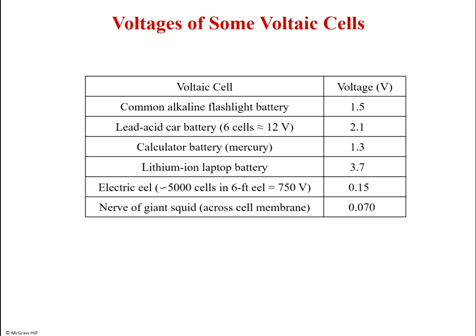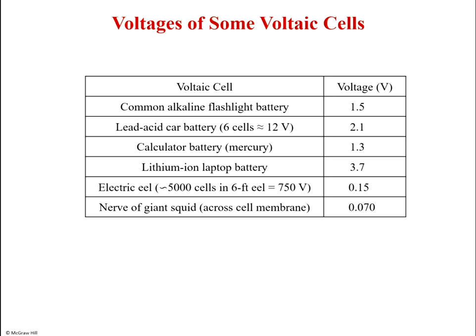Here are some voltages for some typical voltaic cells. Common alkaline flashlight batteries are typically 1.5 volts. A lead acid car battery has individual electrochemical cells with a voltage of approximately 2.1 volts, but they're stacked 6 cells in series such that your car battery has a voltage of around 12 volts. Your calculator battery, if it's a mercury battery, would have a voltage of 1.3 volts. Lithium-ion laptop batteries are around 3.7 volts.